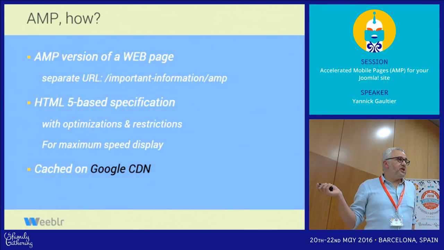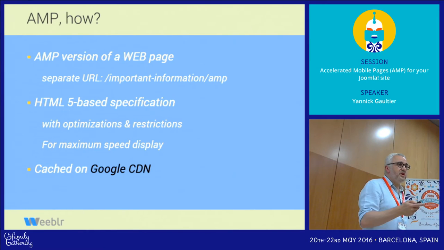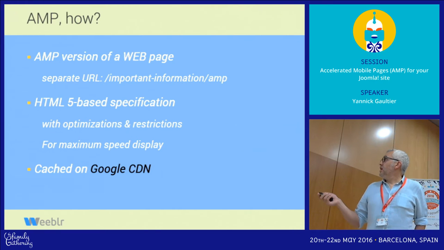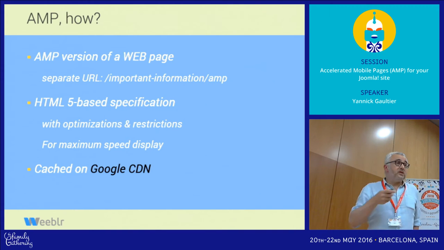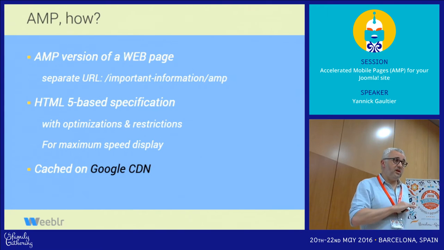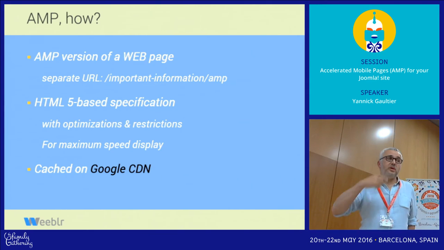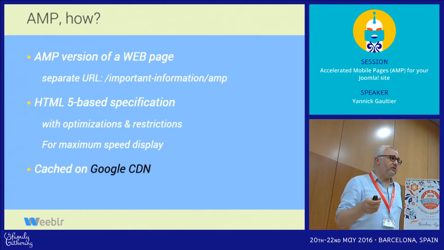Basically, it's still HTML. It's HTML5 with some restrictions and some JavaScript to increase the speed of the display for the user. And a very big benefit is that if users get to that page from google.com or from the Android Google search apps or iOS search apps, the content will not come from your site. It will come from a cached version on Google CDN. So it's going to be really, really fast. It's pre-optimized, it's cached throughout the world. You know, it's going to be nearly as fast as Google itself.